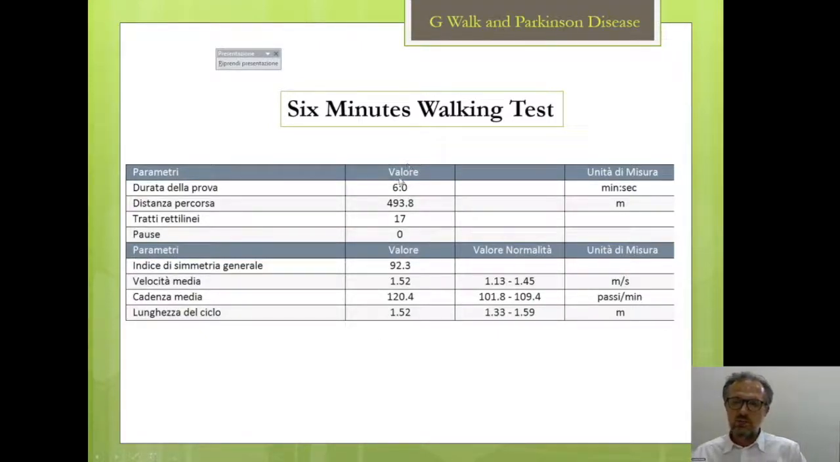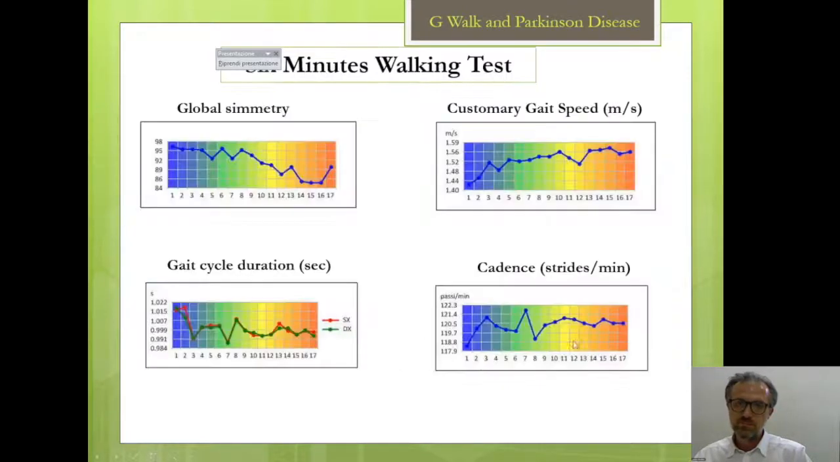We can even perform the 6-minute walking test. We have evaluation of the distance. We have a general and global index of symmetry, the average speed, the cadence, and the length of the gait cycle in meters.